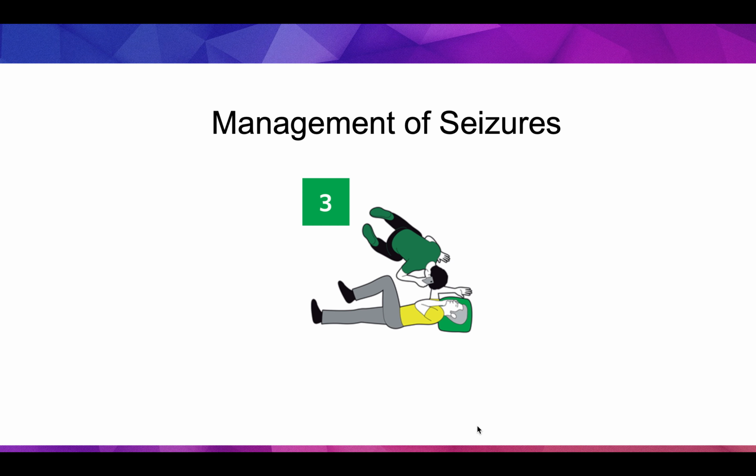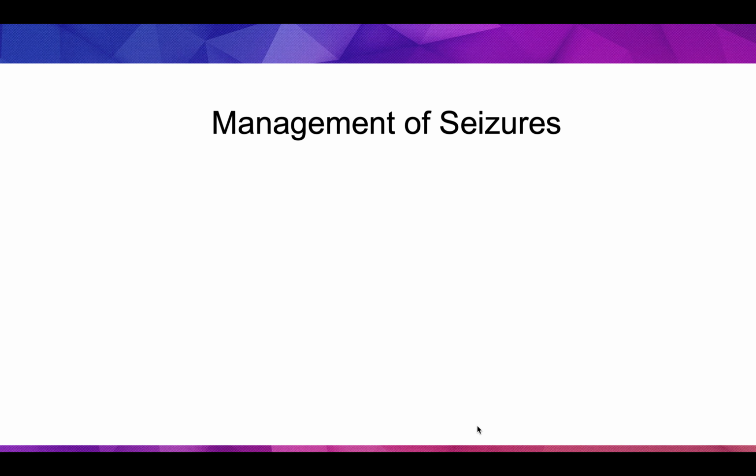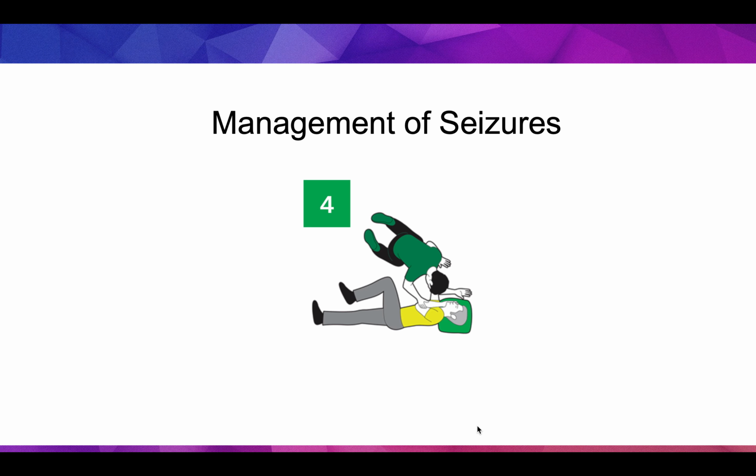Once the patient stops shaking, open the airway and check the breathing. If he is breathing normally, then put him in the recovery position. Monitor the level of response and make a note of how long the seizure lasted.